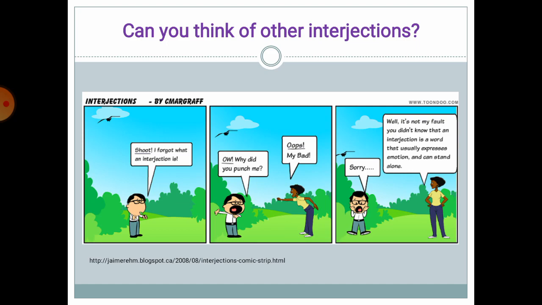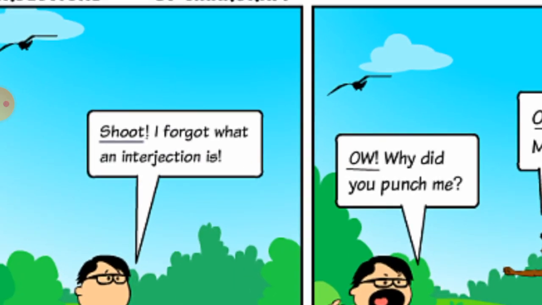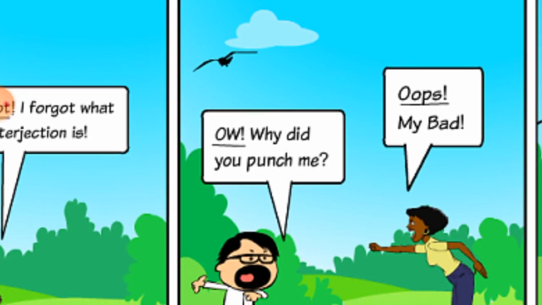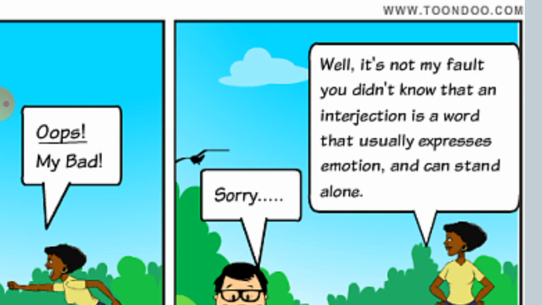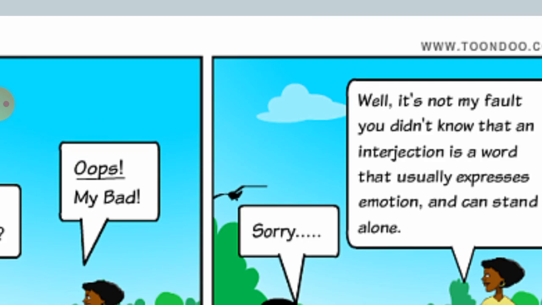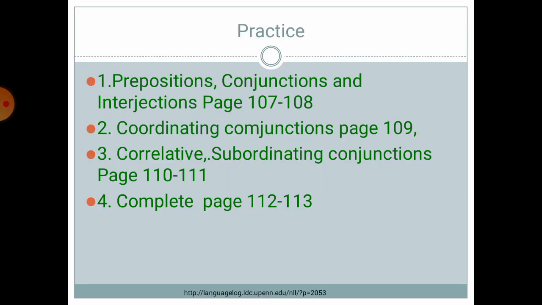So here we have a short conversation, and as you see: Shoot, I forgot what an interjection is. Oh, why did you punch me? Oops, my bad. And then you say sorry. Well, it's not my fault. You didn't know that an interjection is a word that usually expresses emotion and can stand alone. Alright, so you see, you express here whoops, okay? So that is an expression. And there you have the practice.